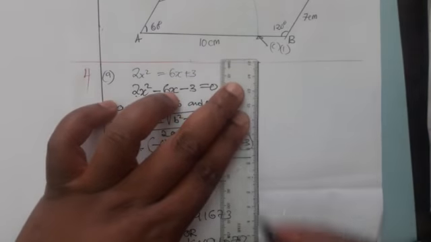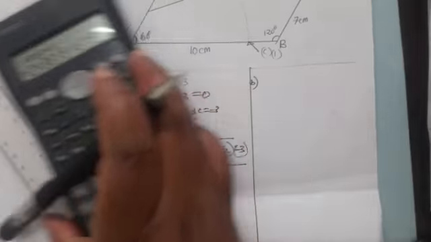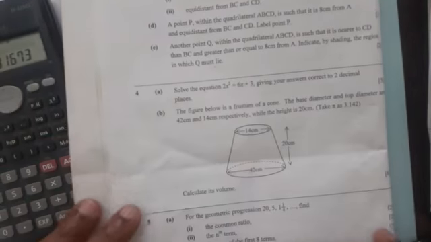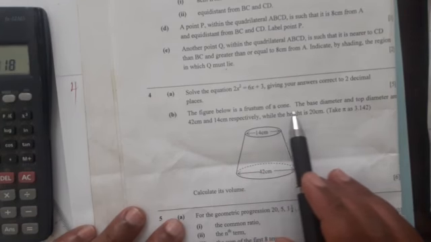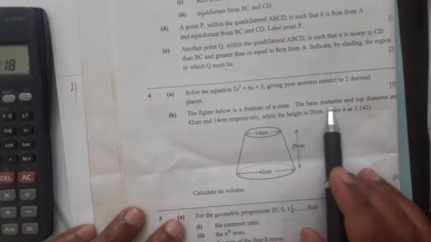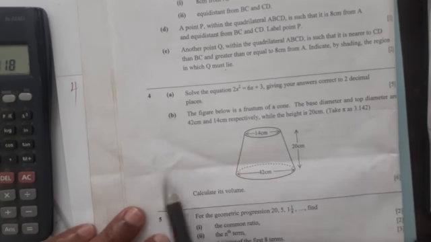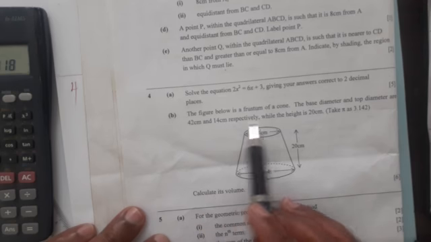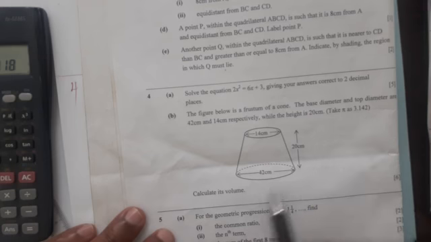What is B? B, we are supposed to find the volume of the frustum. The figure below is the frustum of a cone. The base diameter and the top diameter are 42 and 14 respectively, while the height is 20. Take pi as 3.142, then calculate its volume.